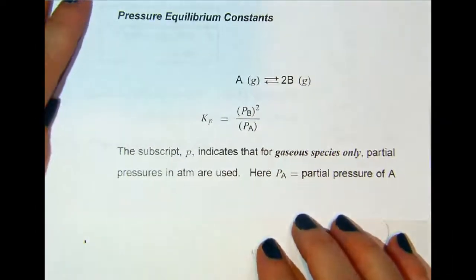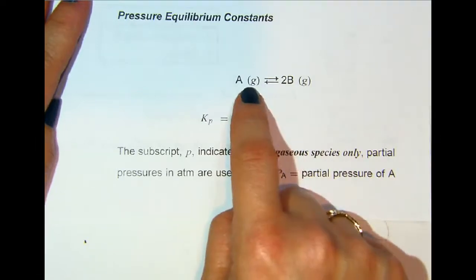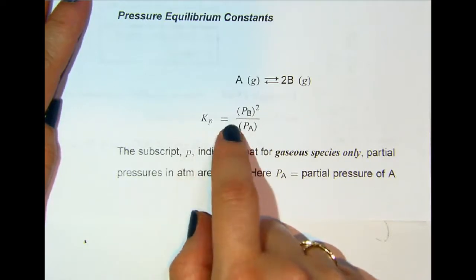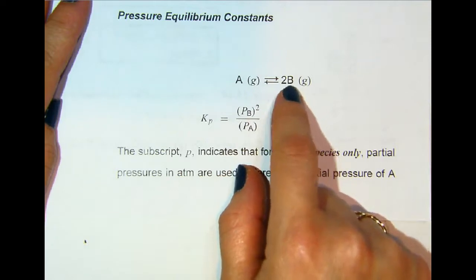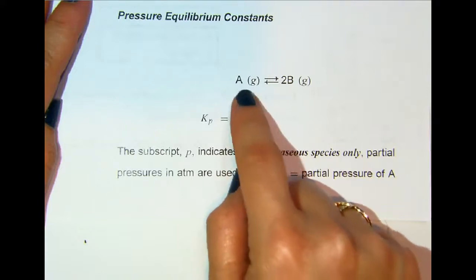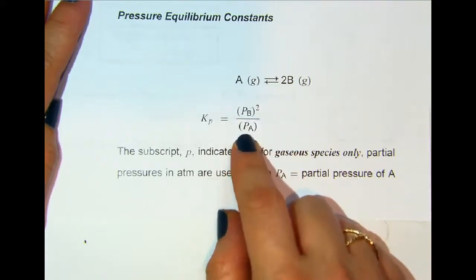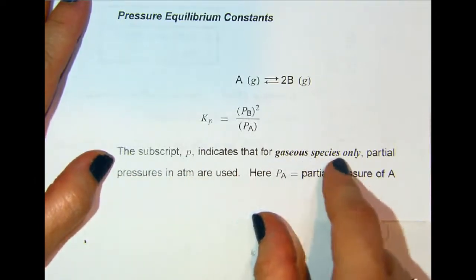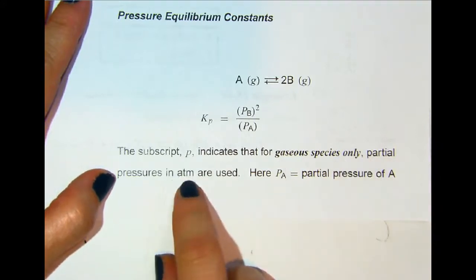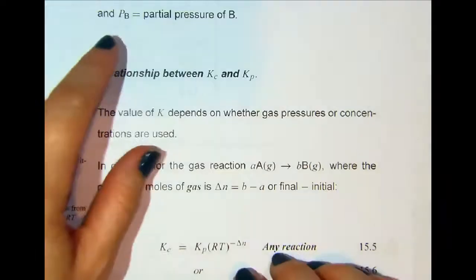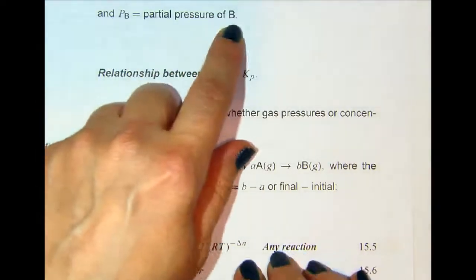Pressure equilibrium constants. So here's the same equation. Note this is a gas and this is a gas. And so we would write Kp, which is the equilibrium constant dealing with pressure, is equal to the partial pressure of B squared over the partial pressure of A. So here we're dealing in pressures as opposed to concentrations. The subscript P indicates that for gaseous species only, partial pressures in atmospheres are used. Here, Pa is the partial pressure of A, and Pb is the partial pressure of B.